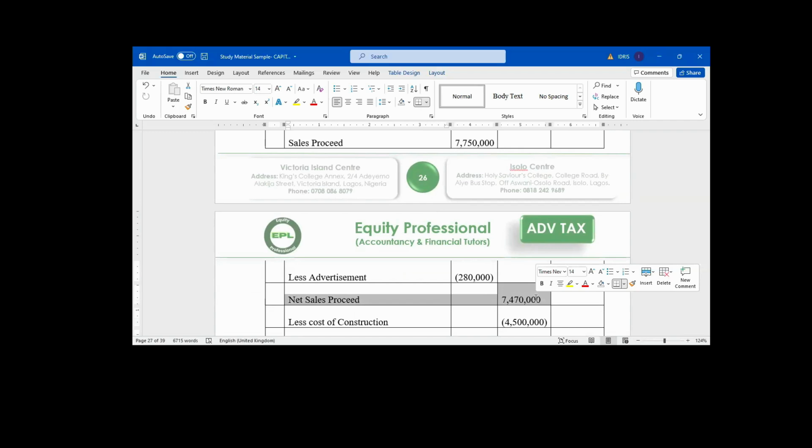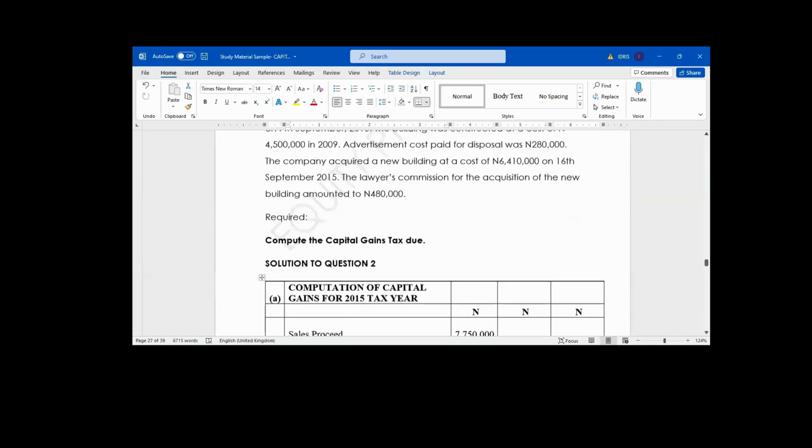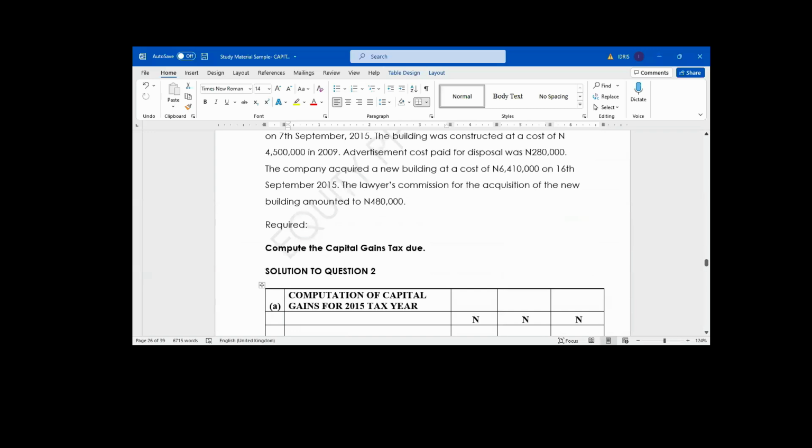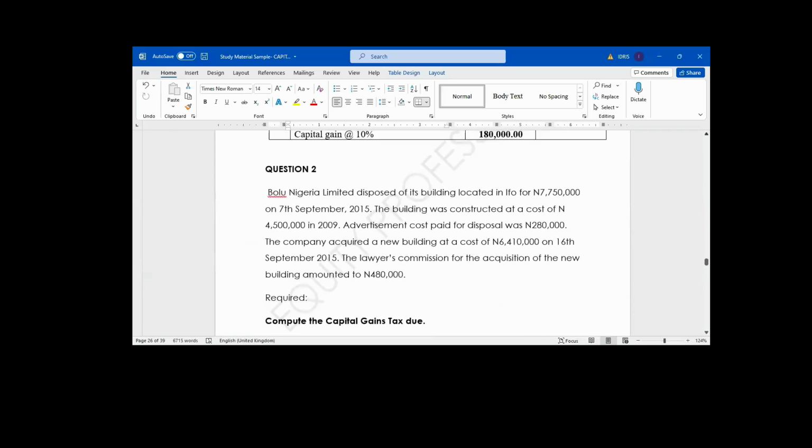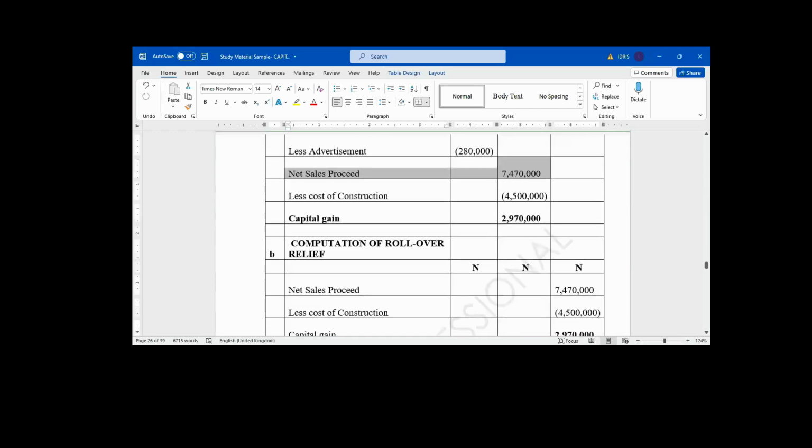From the net sales proceed, you will now less what? The asset was constructed in which year? 2009, at a cost of 1,500,000. Yes, that is the cost of acquisition. So your capital gain will be 2,970,000. This is the capital gain on the old asset.